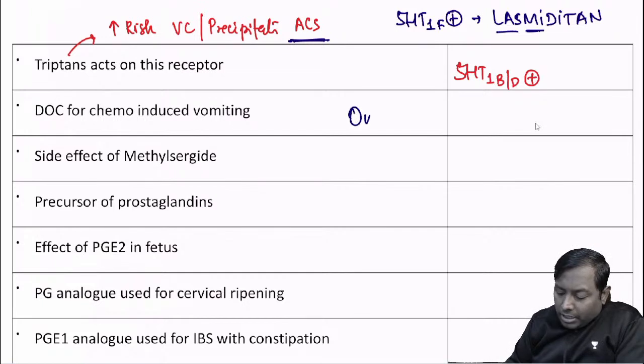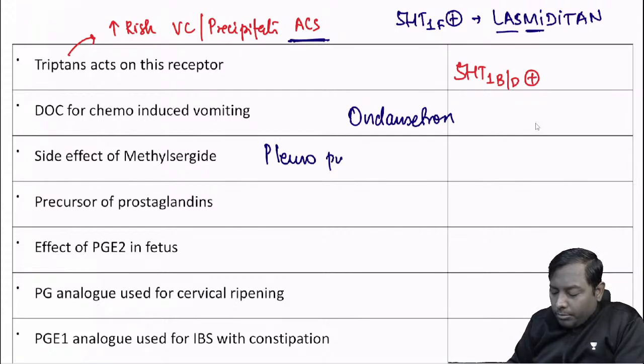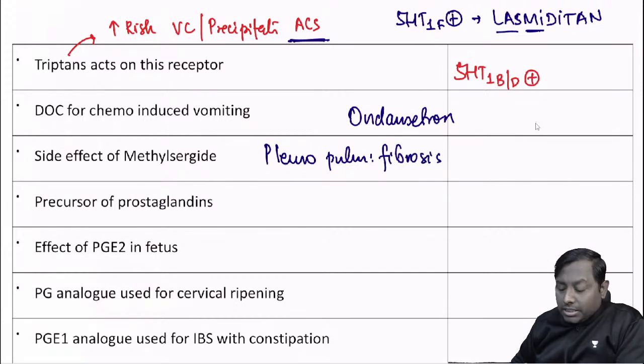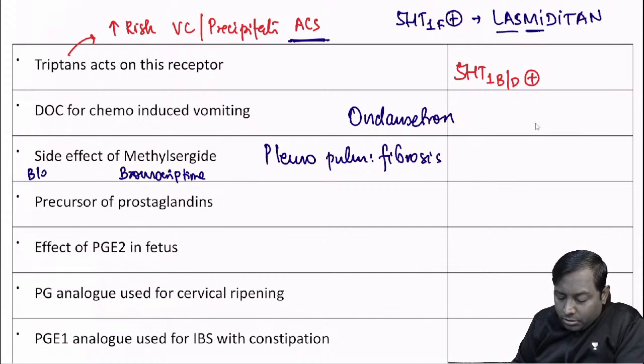Ondansetron, granisetron, palonosetron, any of them will be the drug of choice in chemo-induced nausea and vomiting. Methotrexate will cause a side effect known as pleuropulmonary fibrosis. Apart from this, other drugs that can cause pleuropulmonary fibrosis are bromocriptine, bleomycin, and busulfan. Busulfan, bleomycin, they all can cause pleuropulmonary fibrosis.